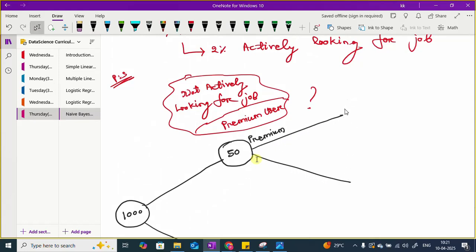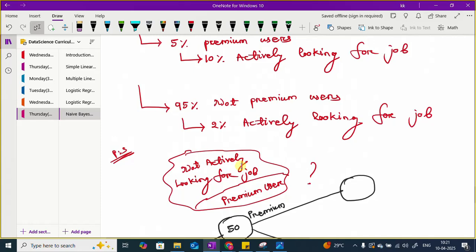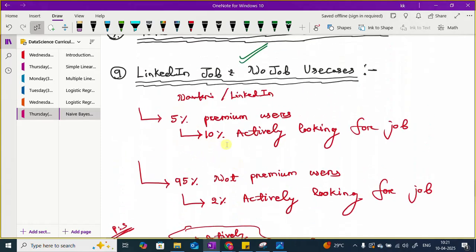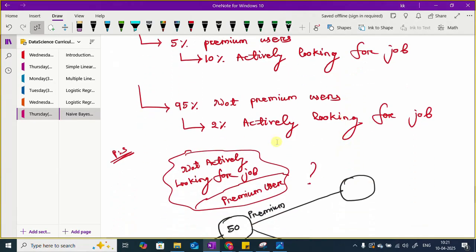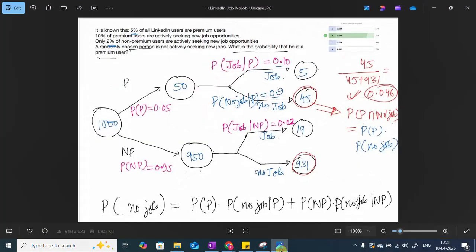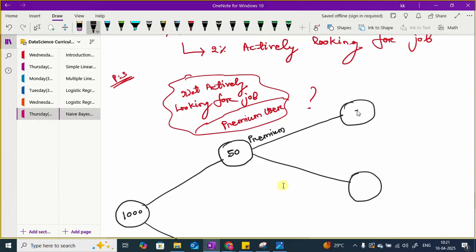What is it telling? The concept is the same. See, I'm trying to solve in the same fashion. If you understand one problem statement, the rest of the things are just the same. Now, it's telling 10 percentage of the premium users are actively looking for jobs. Now tell me, 10 percentage of 50, how much? 10 percentage of 50 is nothing but 5. They are actively looking for a job, so I simply write actively job.